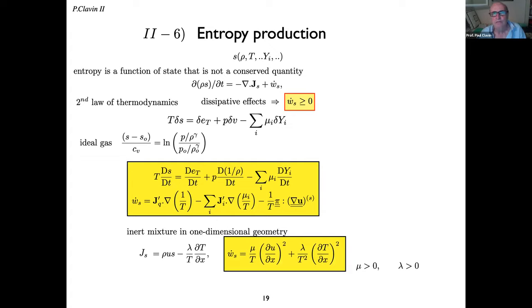So what we have to keep in mind, or maybe I will not even use that, but this is for your general knowledge of the physics, is that, for example, in an inert mixture and in one-dimensional geometry, the entropy flux is simply the convective flux of entropy plus the diffusive flux, which is related to the gradient of T divided by T, because it is TdS which is related to the thermal energy. And then the production can take the form written here, a quadratic term with coefficients mu and lambda.